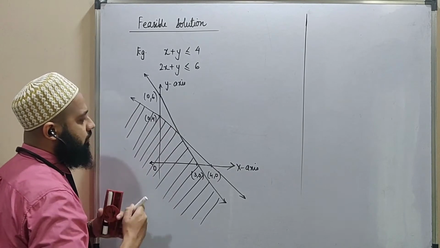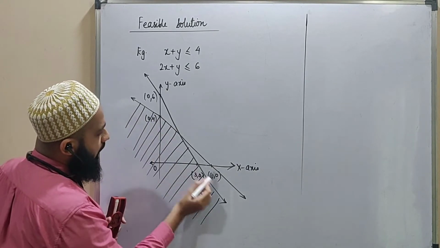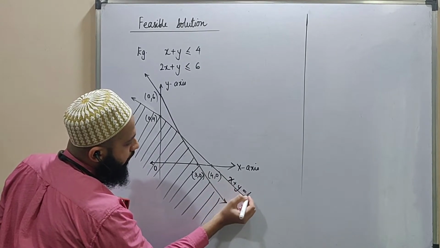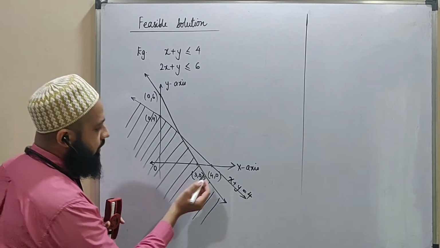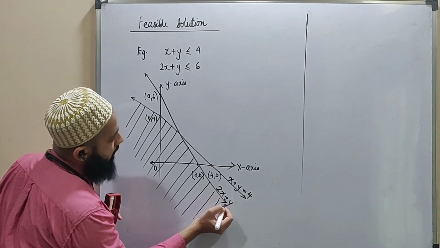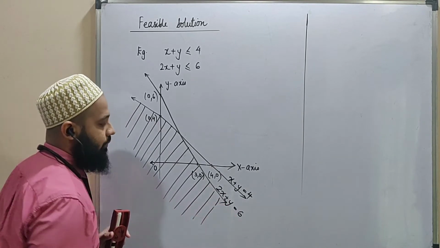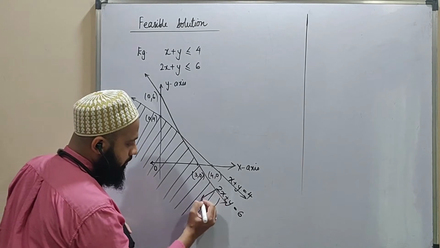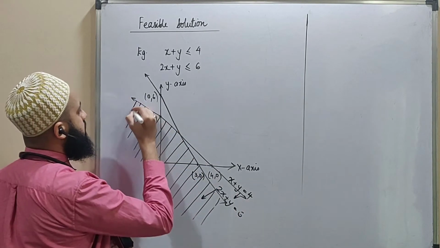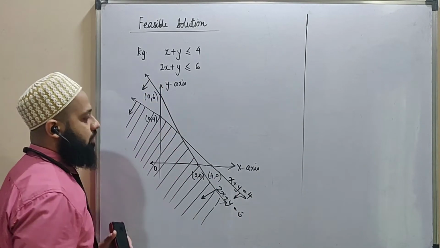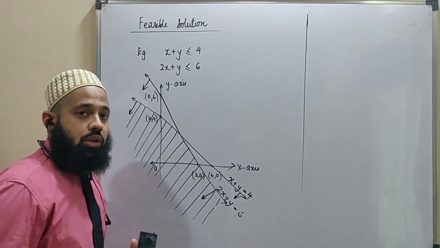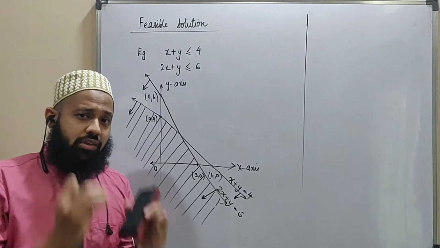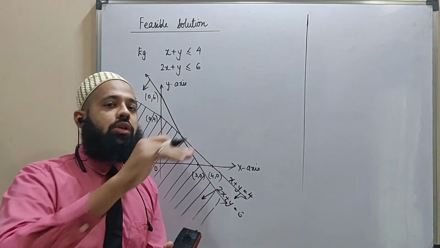Let me mention the names of the lines here. This is the line which is represented by x plus y is equal to 4, and this is 2x plus y is equal to 6. So what I have done is drawn the lines. Let me also put the arrows here. Now, what is meant by feasible solution? Essentially, understand the difference between the graphical solution and the feasible solution.